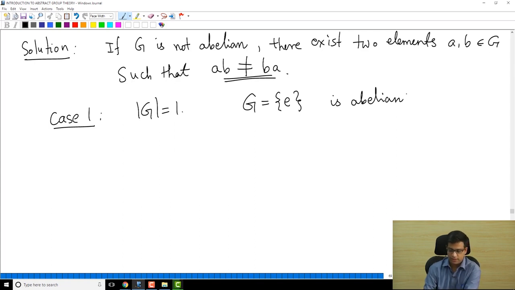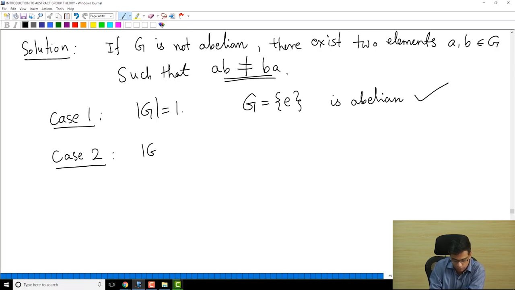You can see this, it is very easy to see it is abelian because in order to be not abelian, there must be 2 elements which do not commute with each other. But G has only one element, so there is no question of having 2 elements which do not commute with each other. So, this is okay. This is very easy.